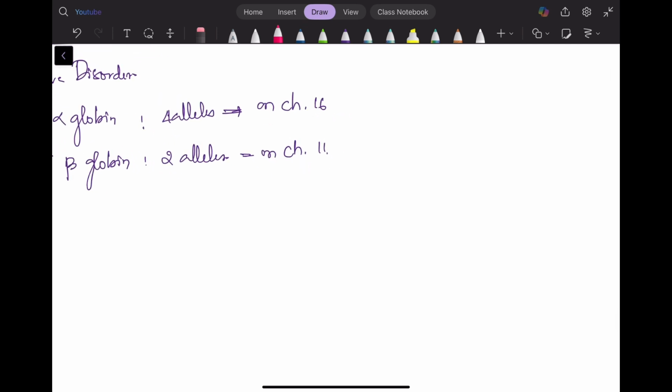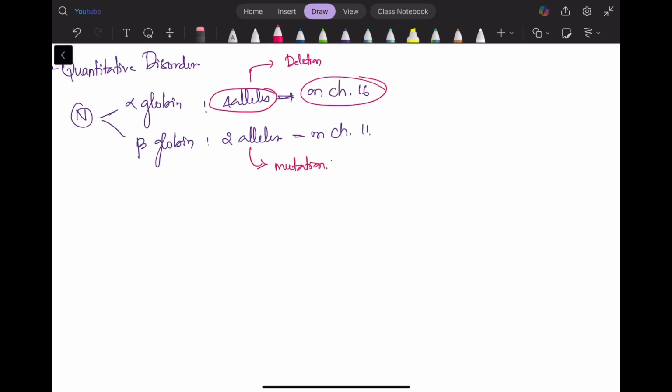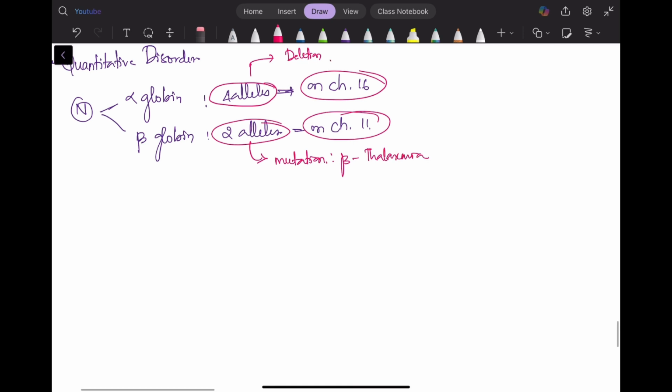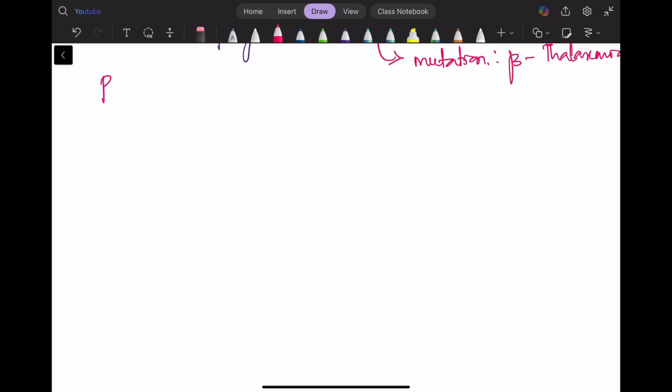Something related to alpha globin has to be a deletion of these 4 alleles, related to chromosome 16. Then there is a mutation at 2 alleles on chromosome 11, which leads to beta thalassemia. So this is alpha thalassemia and beta thalassemia, right? So let's start with beta thalassemia.